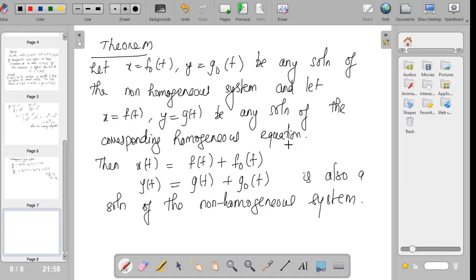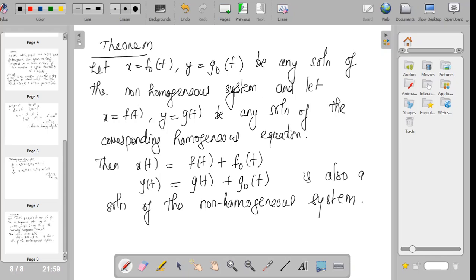So if you have any solution of the non-homogeneous system and a solution of the associated homogeneous system, then its sum is going to be a solution of the non-homogeneous system. So x(t) = f(t) + f0(t) and y(t) = g(t) + g0(t) will again satisfy the non-homogeneous system. And now we will look at what is the general solution of a non-homogeneous system.